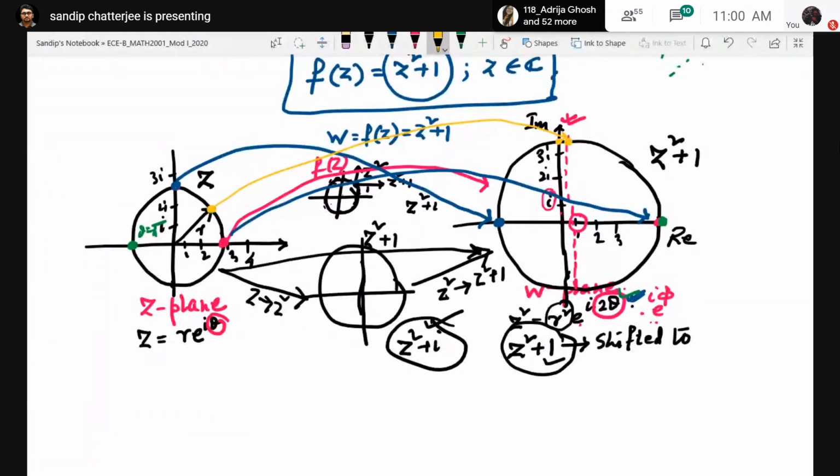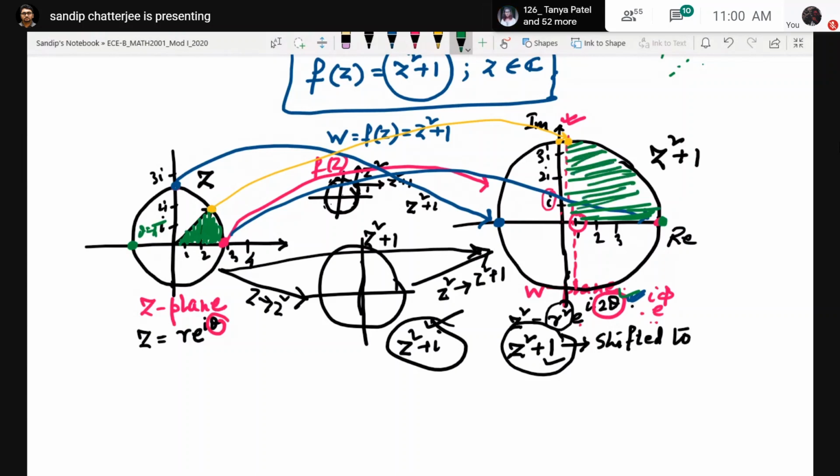Now if I ask you, can you tell me where this particular region will be shifted if I have a region like this? Above the pi by 4 region, 0 to that part. So can I say that the region will be shifted to this part, 0 to pi by 2?